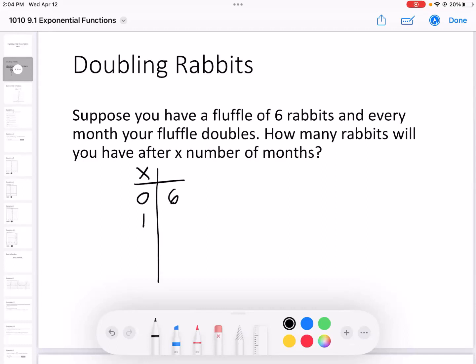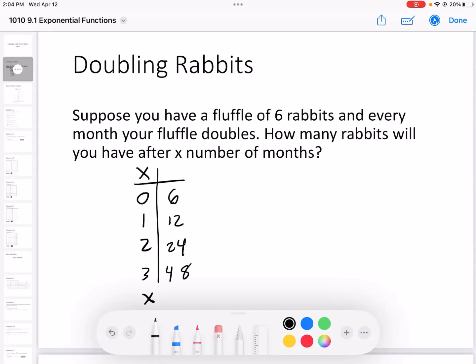How many rabbits would we have after 1 month? 12, right? Because it doubles. Then after 2 months, how many would we have? 24. And how many would we have after 3 months? 48. Yep, because if you double 24, that becomes 48. So what we want to look at is how many rabbits we will have after X number of months, instead of having a specific value like 1, 2, or 3.